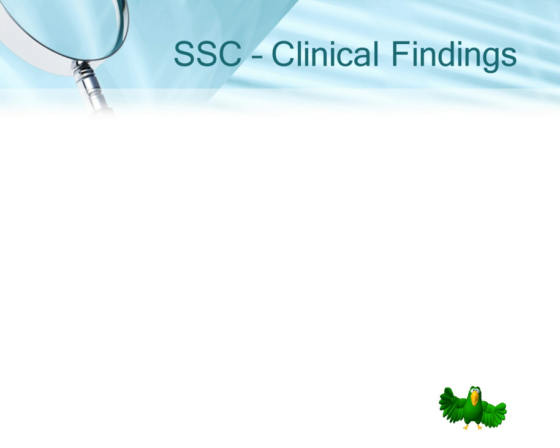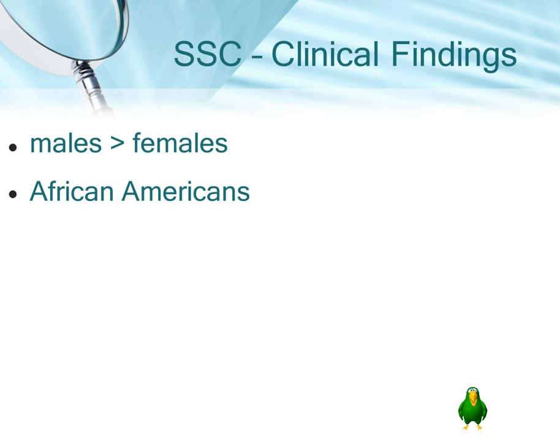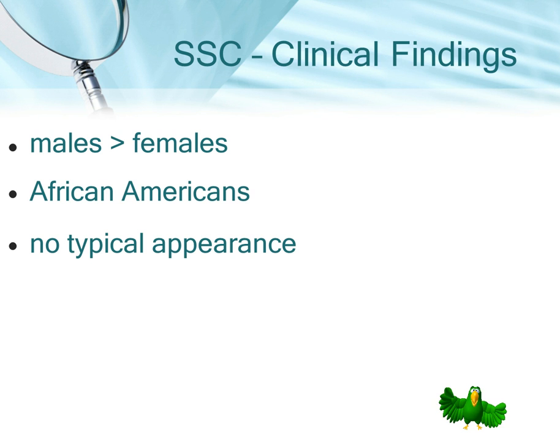Here are some other findings that are associated with oral cancer. Oral cancer is more commonly found in males. Oral cancer is more commonly found in African Americans. Oral cancer does not have a typical appearance. They can present in any color and any type of surface pattern. Oral cancer is more commonly found on the posterior lateral border of the tongue, floor of the mouth, and oropharynx.